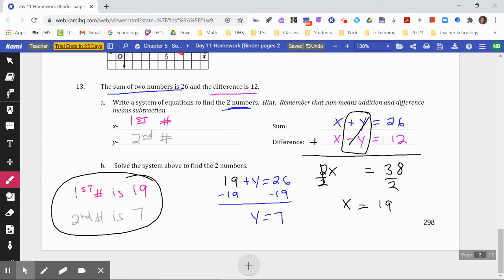All right, so now you're ready to work on some homework here, which will be for your asynchronous day tomorrow, to work on those practice problems.